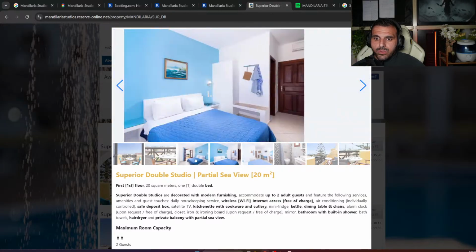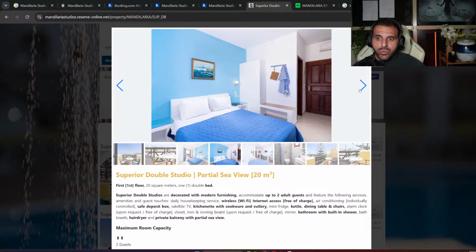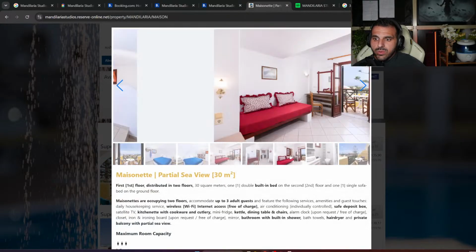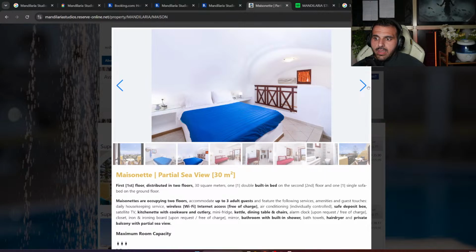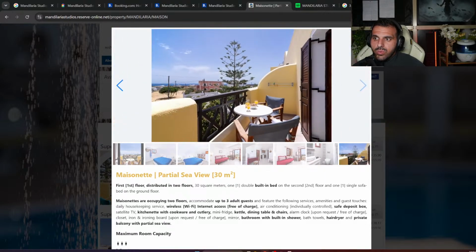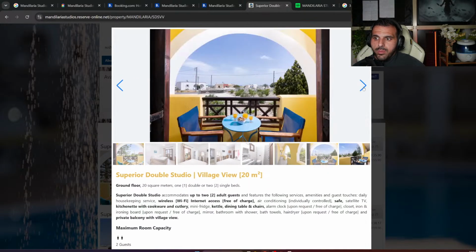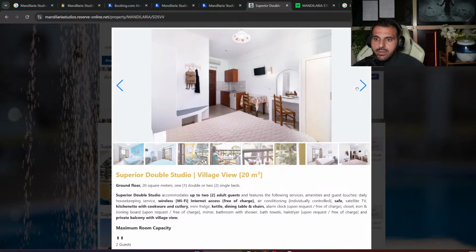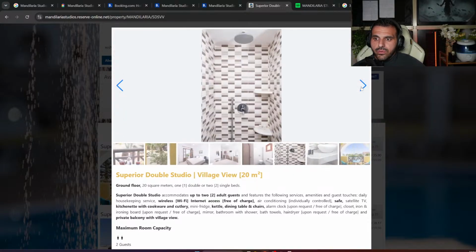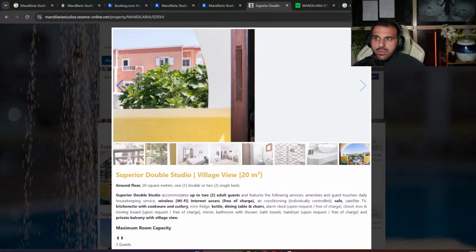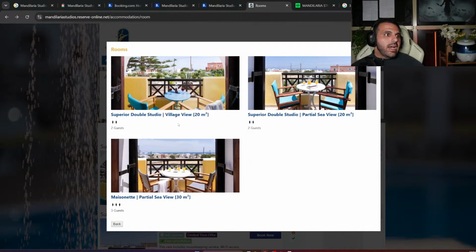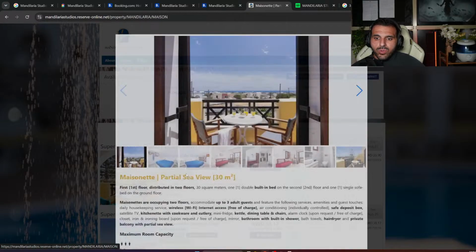Just so that we don't confuse things, I think the partial sea view has the blue theme because I saw some red themes also. Yeah. But over here the bed also has white and blue. But we saw one with completely red. Is it this one? The village one, most probably. No, different. I think they have some old photos also. Okay. So we get the idea. They have 3 categories. Village view, partial sea view, and the maisonette or maisonnet partial sea view, which is bigger.